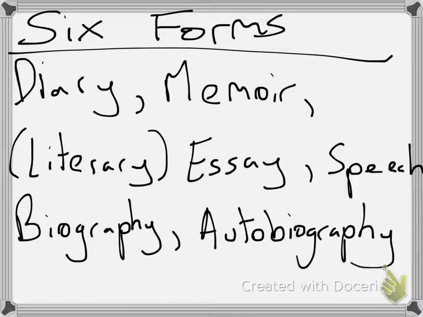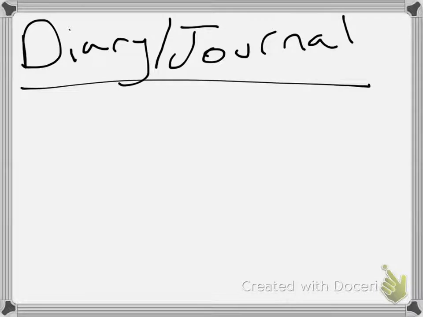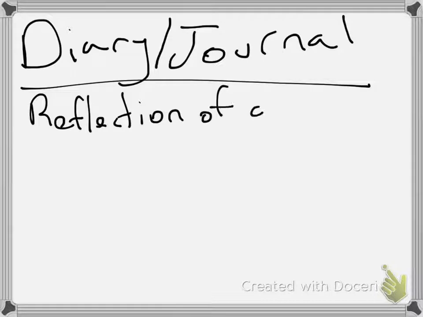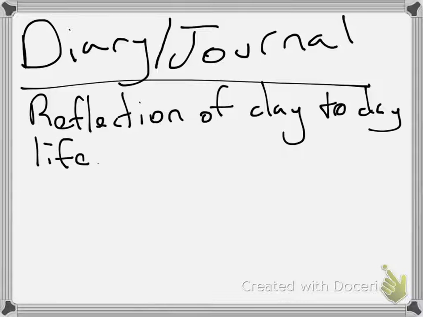So let's get started with the very first one. First of all, we have the diary or journal. It's very simple. It's just a reflection of events that have happened in your life during your day-to-day life. So reflection of day-to-day life. Now, some examples you'll see will be handwritten.